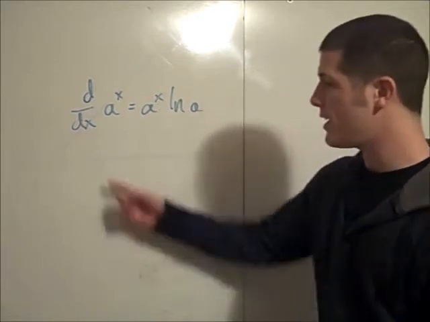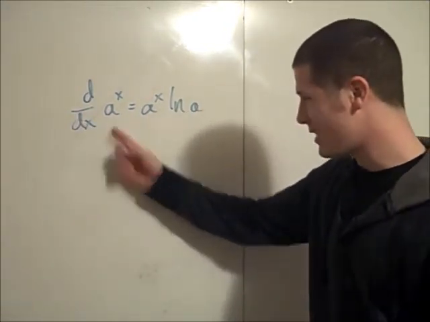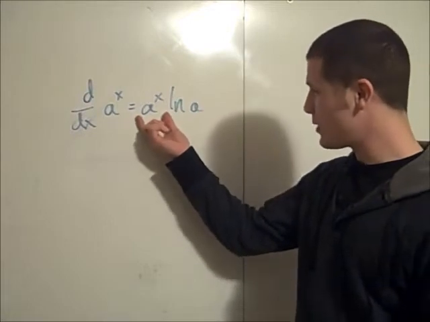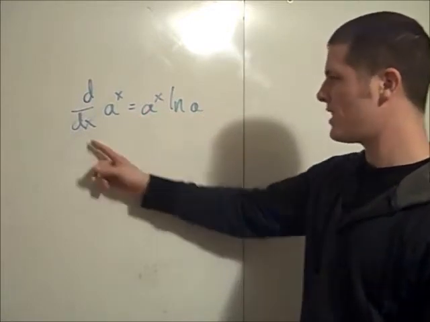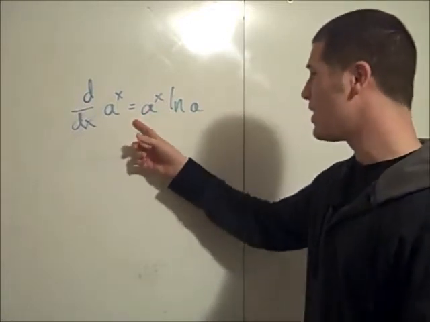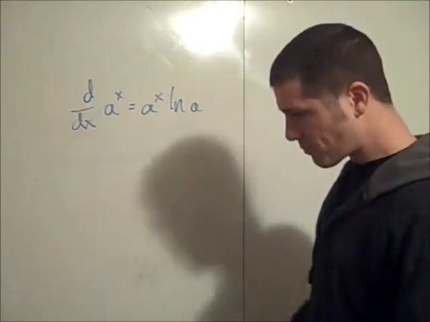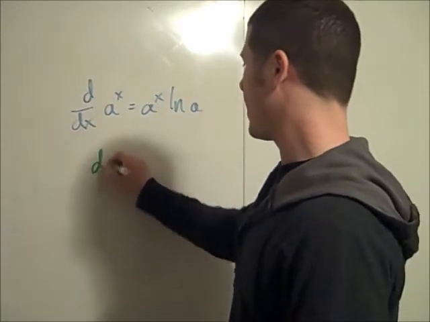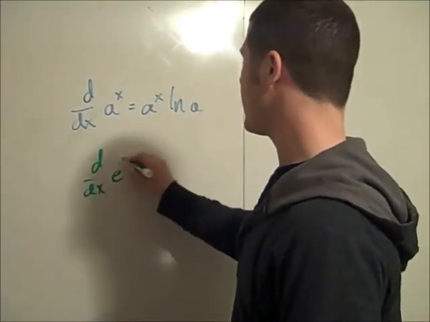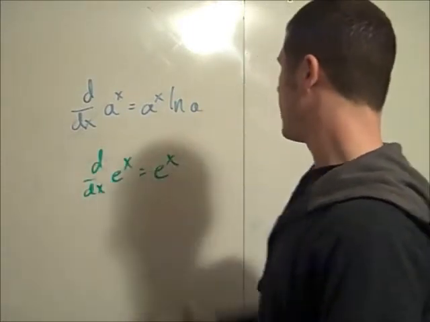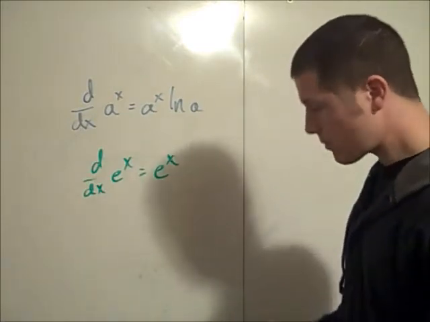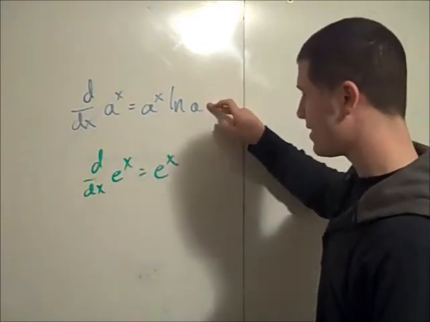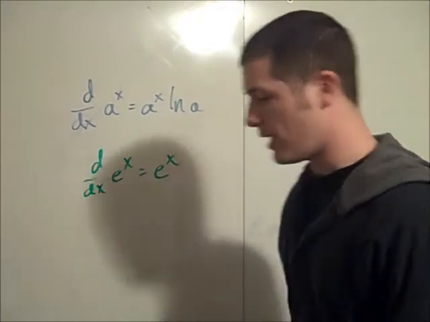Okay, so why is the derivative of an exponential function the exponential function times the log of the base? So why is d by dx of a to the x equal to a to the x log a? Well, it relies on the fact that d by dx of e to the x is exactly itself, e to the x. So we're going to prove this equation using this idea here.